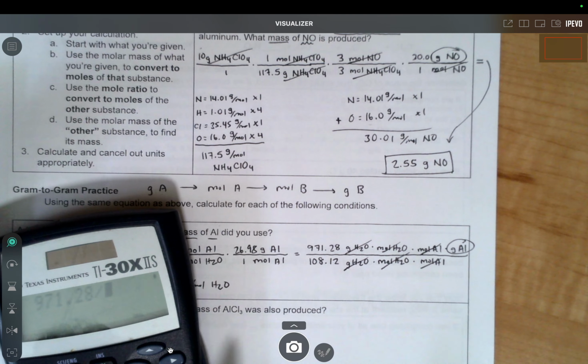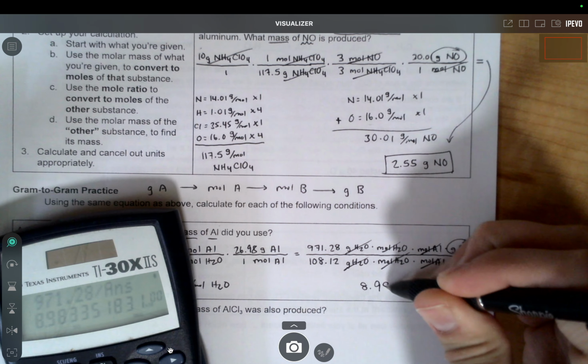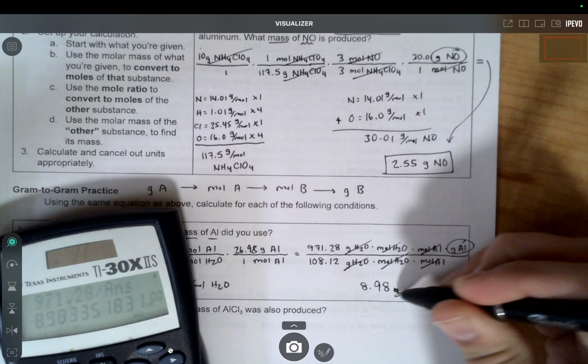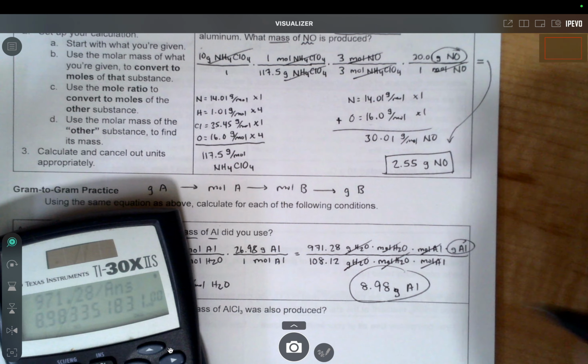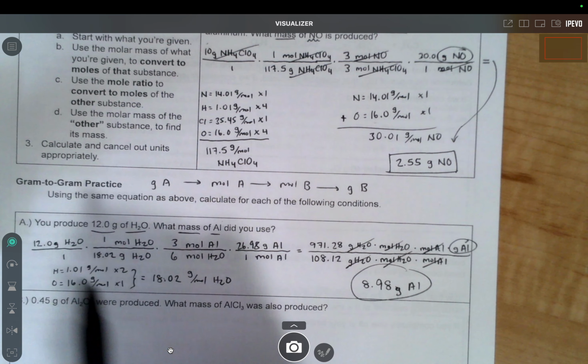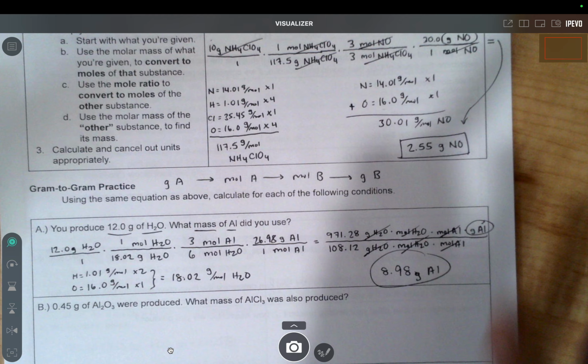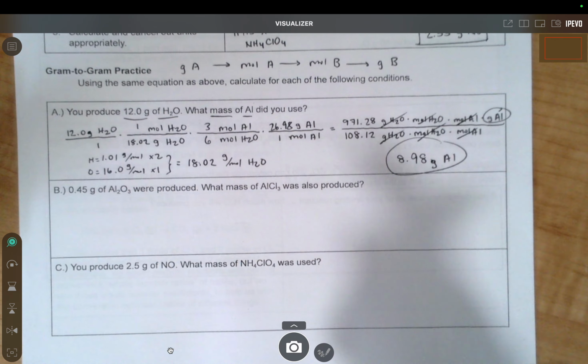971.28 divided by our answer in the denominator is going to be 8.98 grams of aluminum. What does this answer say? If I produce 12 grams of water, I must have used 8.98 grams of aluminum. Fact. Good stuff. Let's keep going.